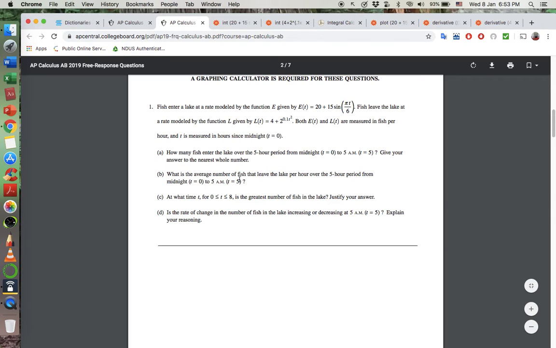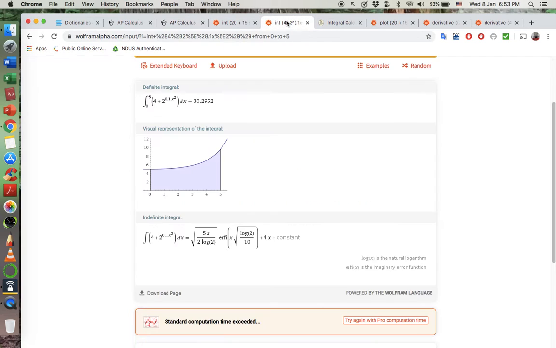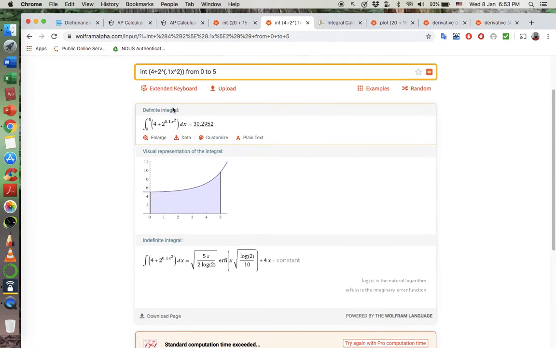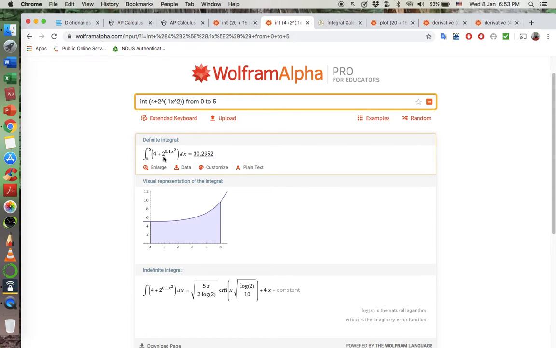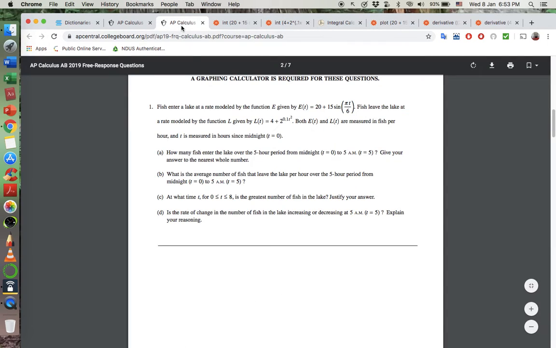Letter B: what's the average number of fish to leave the lake per hour over the 5-hour period? It's exactly the same thing. We're going to do an integral of our second function, the leaving function, 4 plus 2 to the 0.1 x squared. And we see that we've got 30.2952, but let's read that question a little closer. What's the average number of fish that leave the lake per hour? So we've got to divide that by 5 hours.